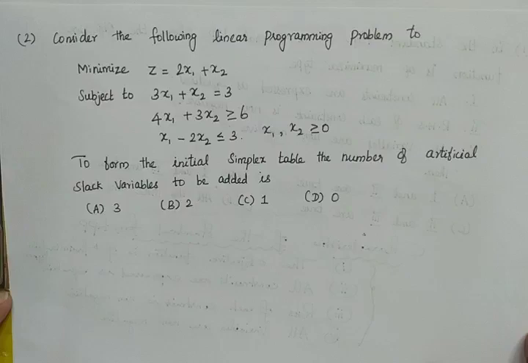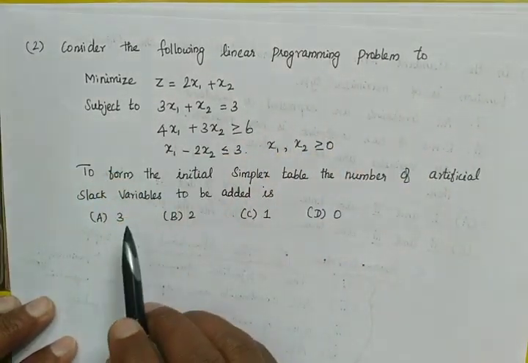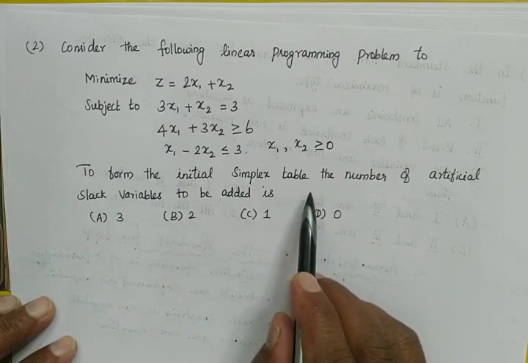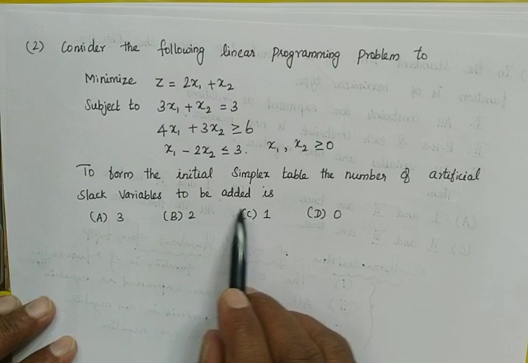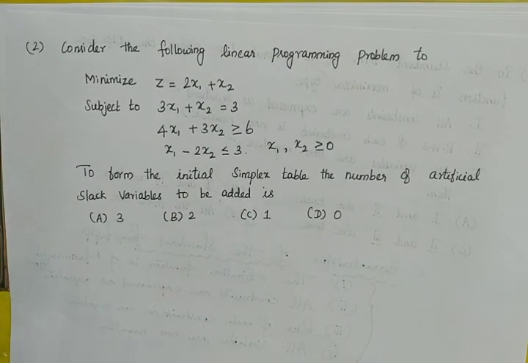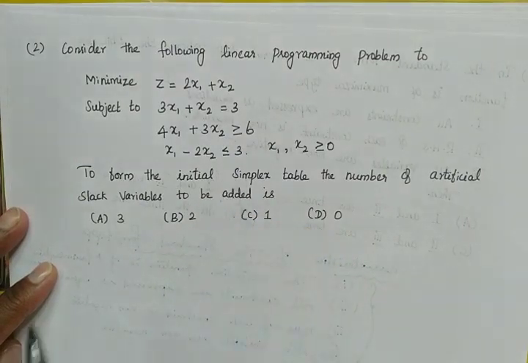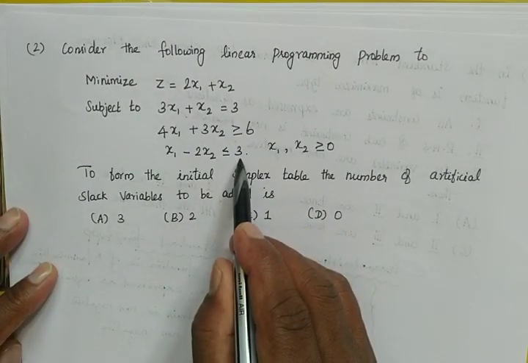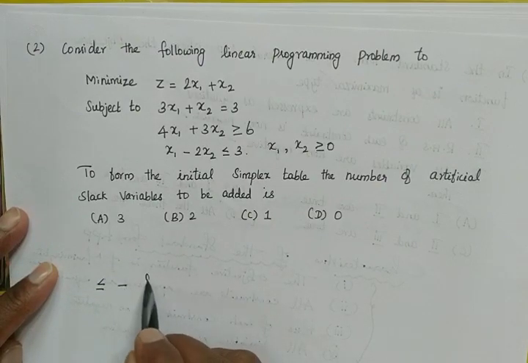And the continuation. Consider the following linear programming problem. They gave one LPP. To form the initial simplex table, the number of artificial and slack variables to be added is asked. First you should know clearly when we have to introduce the artificial variable and when the slack variable. If the constraint is of less than or equal to type, we introduce the slack variable.